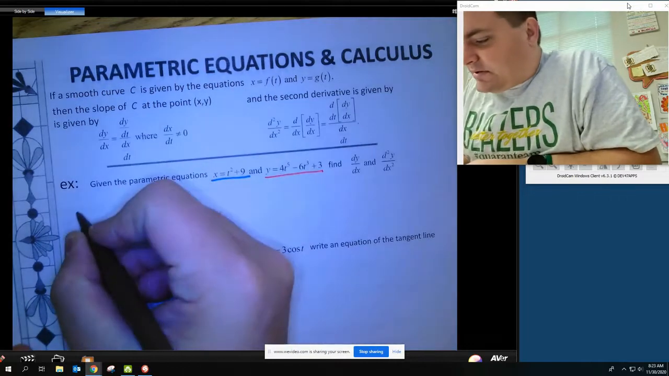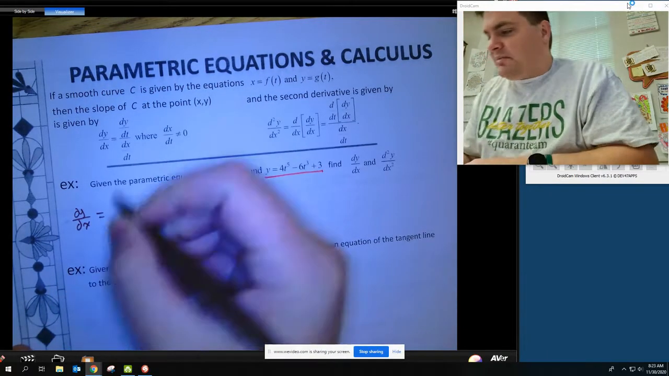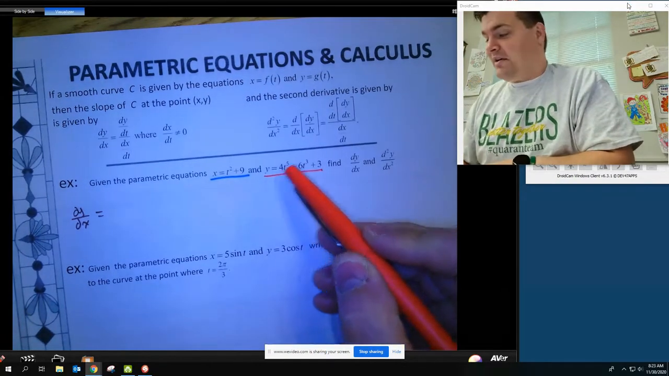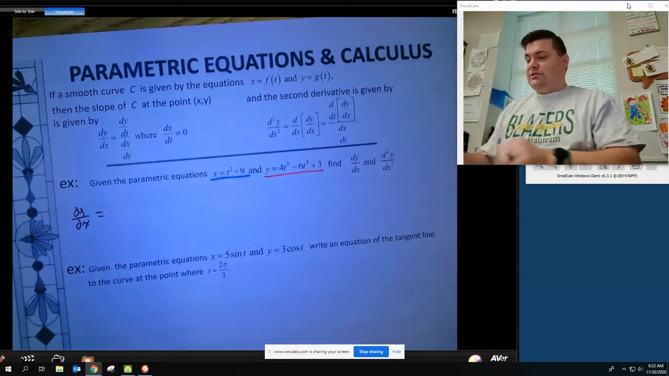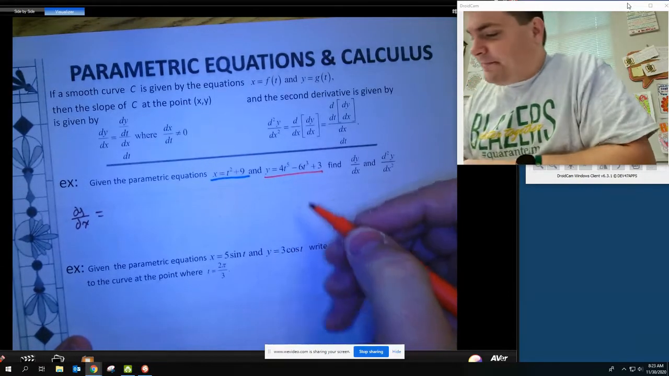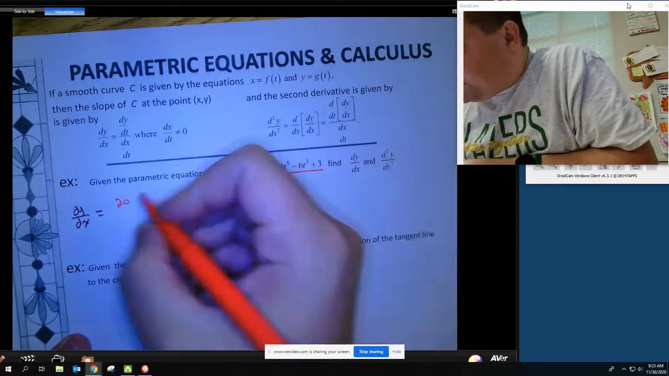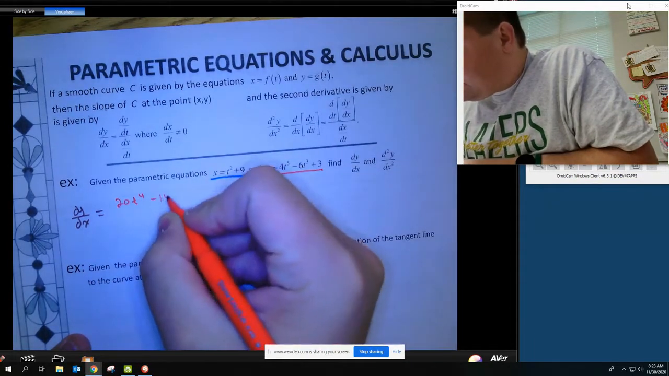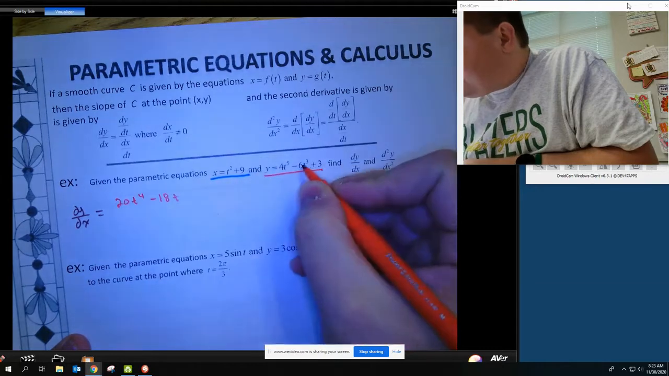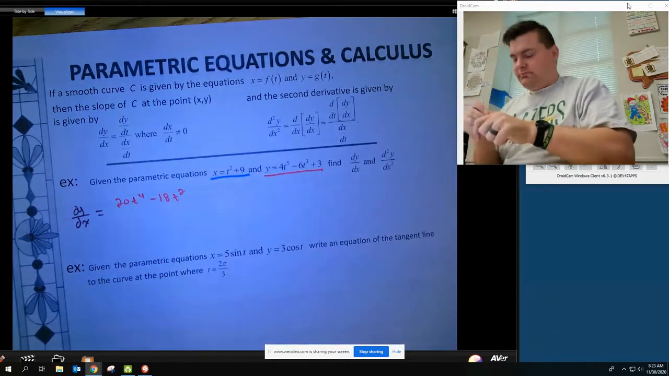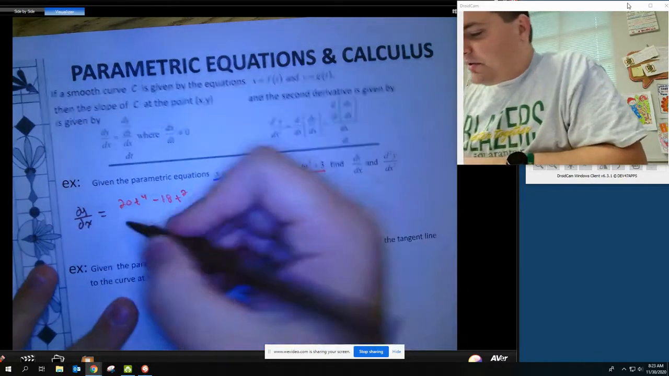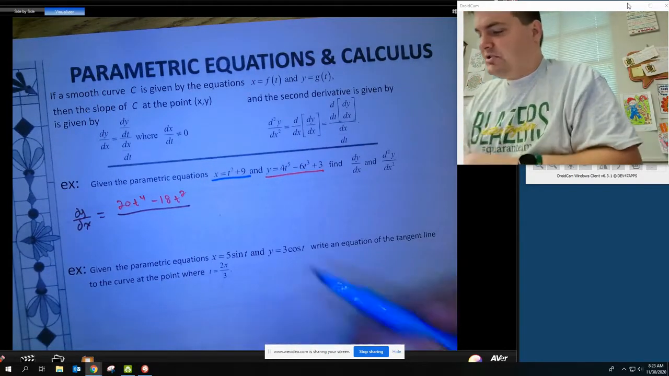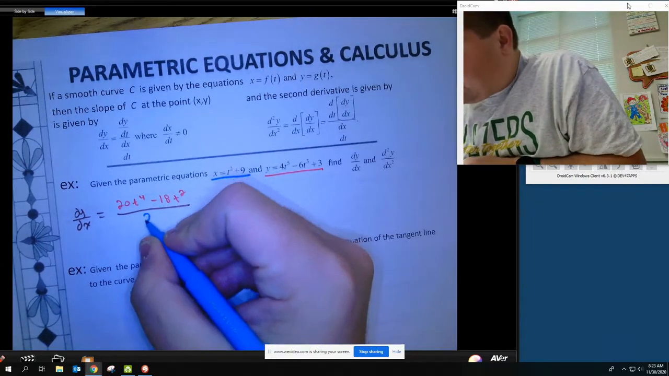Okay, so real quick, let's go ahead and find out what dy dx is. So dy dx, it's going to be dy dt on top. So it's the derivative of the y. So the derivative of the y here is just going to be 20t to the fourth minus 18t squared, all over our derivative of our blue, which is going to be just 2t.